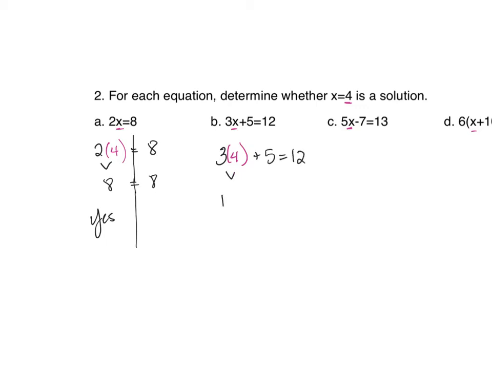Multiply first, so 12 plus 5 equals 12. Notice that I just dropped all these pieces down. 12 plus 5 is 17. Drop down the equals 12. And that is definitely not true. 17 is not the same as 12, so 4 is not a solution to that particular equation.